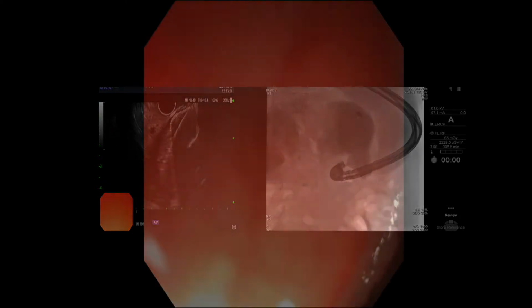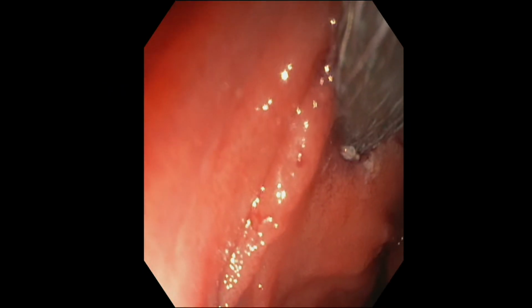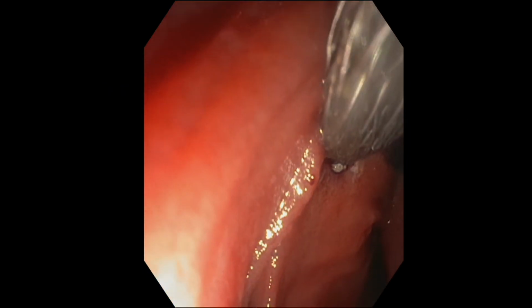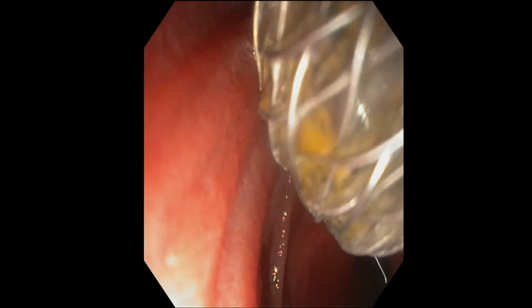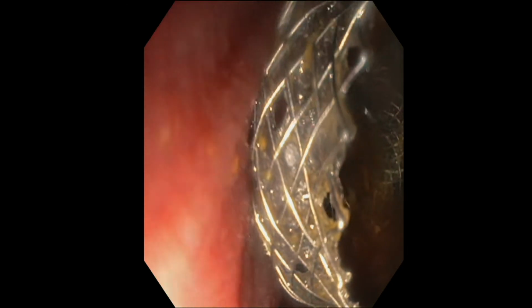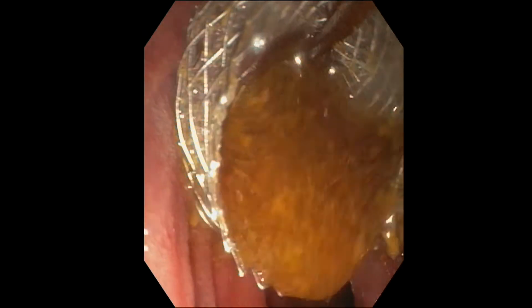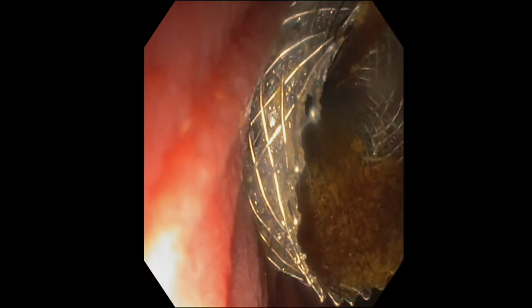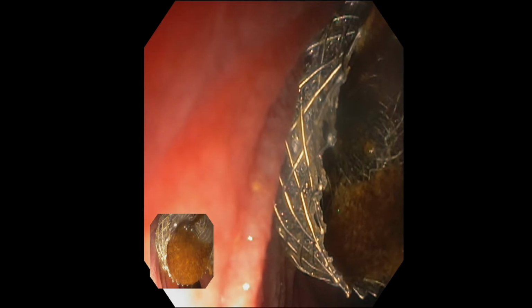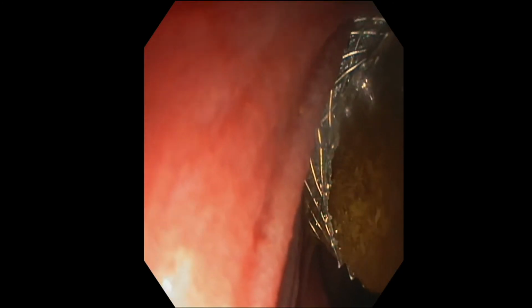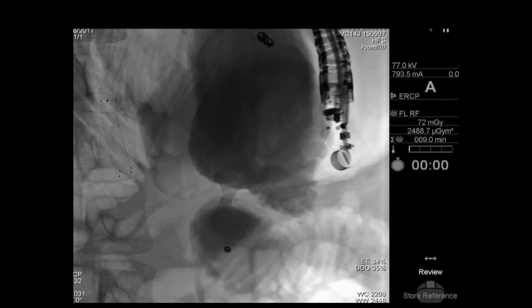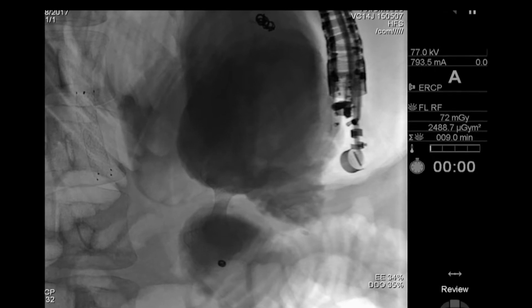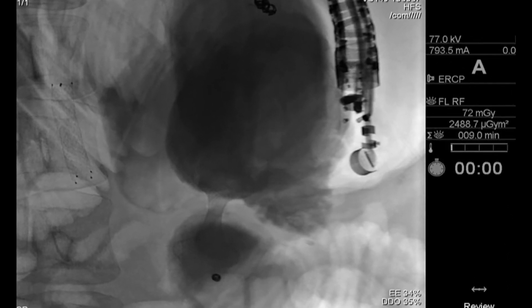The echo endoscope is then slowly withdrawn to visualize the stenting system endoscopically with subsequent deployment of the luminal side of the Lumen Apposing stent, as seen here. There is immediate drainage of afferent limb contents into the efferent limb. A successful anastomosis has been created. This is confirmed fluoroscopically as seen here, with communication between the afferent and efferent limbs.